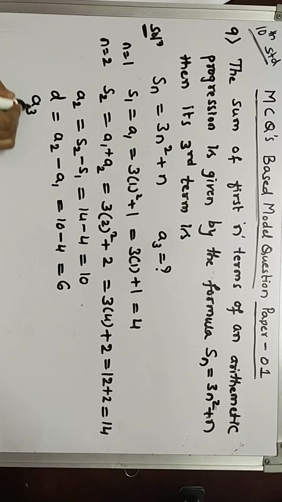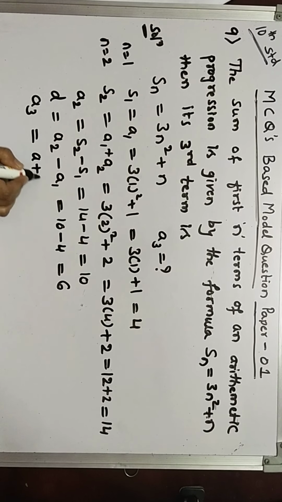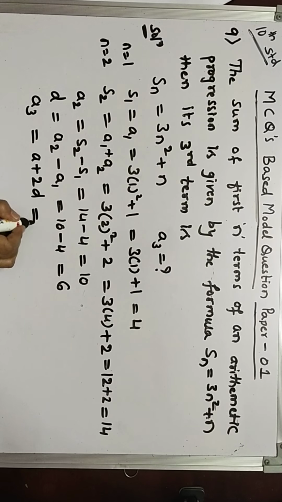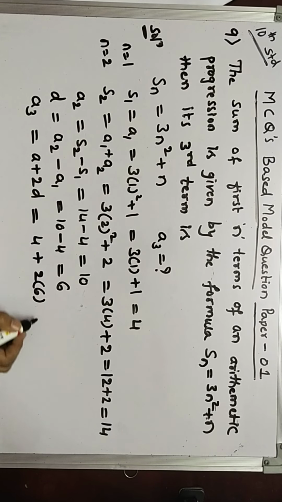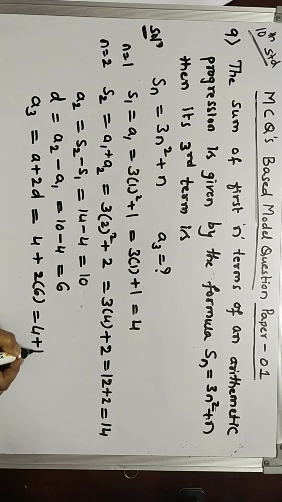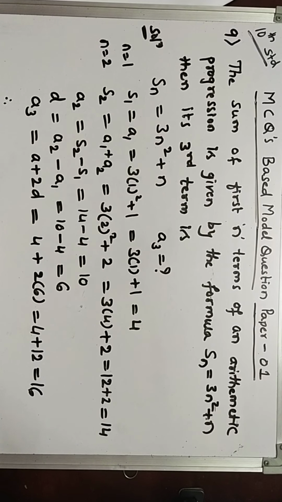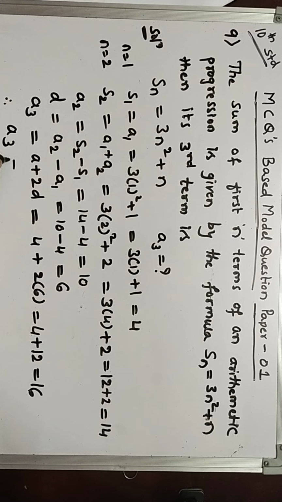Now we want A3. The third term means a plus 2d is the formula. a is 4, the first term, and d is 6. So it is 4 plus 12. It is 16. So the third term is 16. Therefore the answer is option B. 16 is the answer.